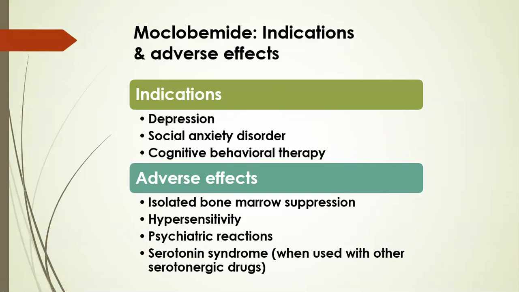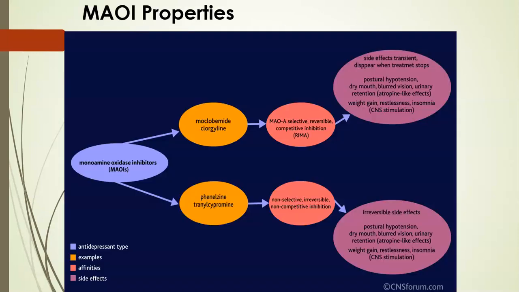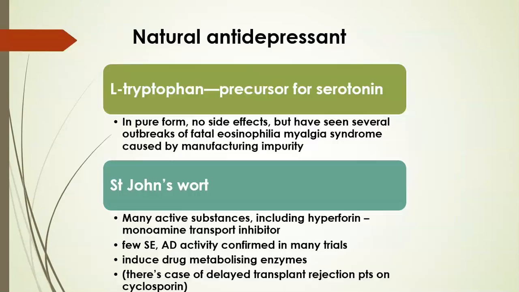Some of the indications for this drug include depression, social anxiety disorder, and sometimes it can be used together with cognitive behavioral therapy for certain conditions. Adverse effects include isolated bone marrow suppression, hypersensitivity, psychiatric reactions, and if used with other serotonergic drugs, it can cause, yes, the serotonin syndrome. Very good. So this slide here summarizes the properties of monoamine oxidase inhibitors, which you can go through by yourself.